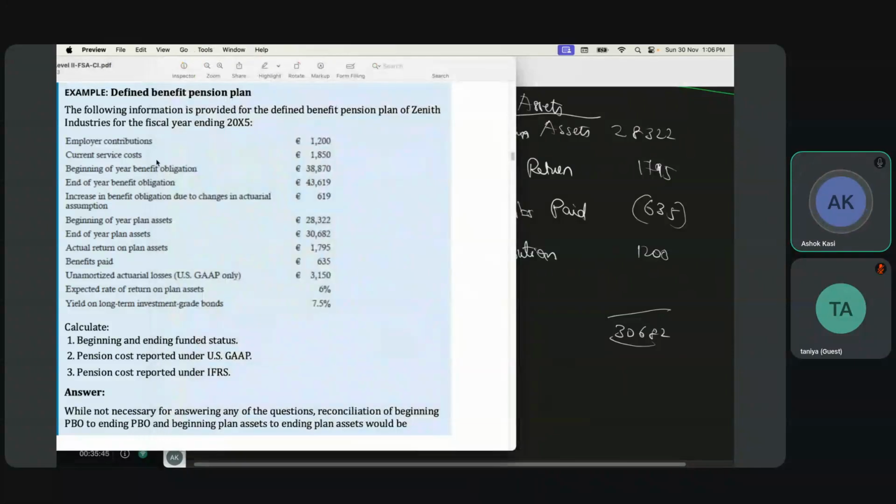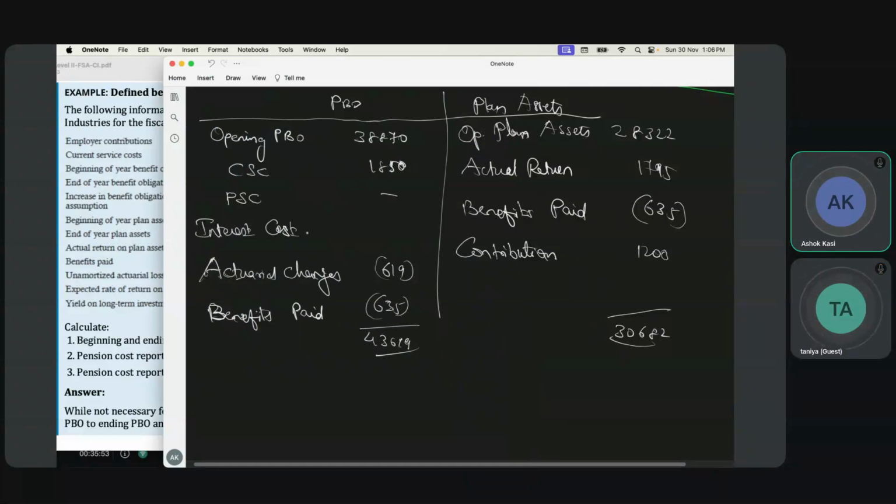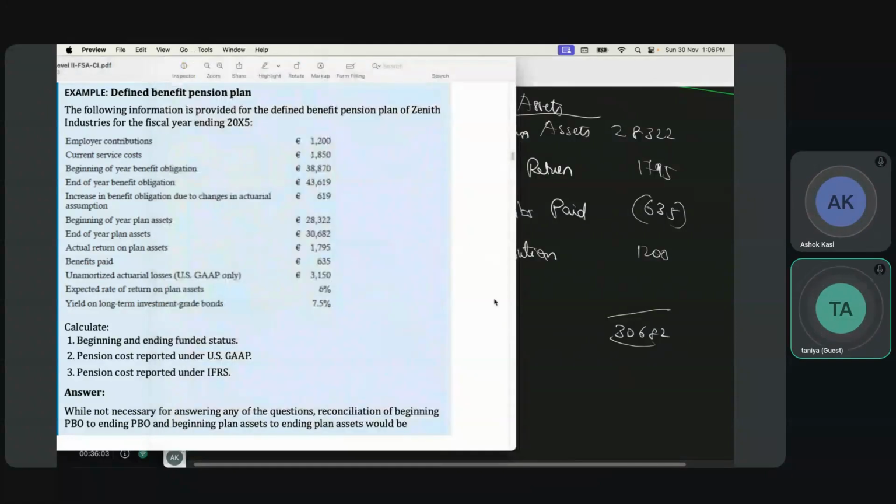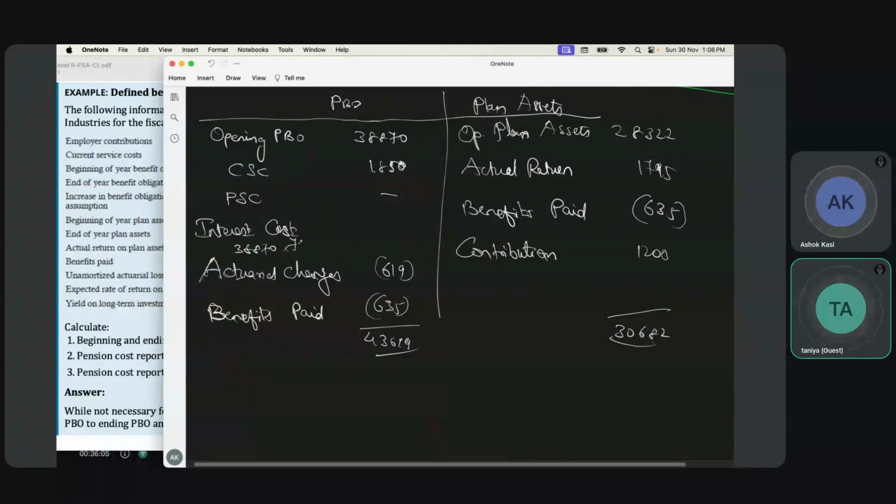So past service cost is not given, right? Okay, fine. Interest cost is also not given. So we can find it now. This will be 38,870 into 7.5%, which is 2915.25.